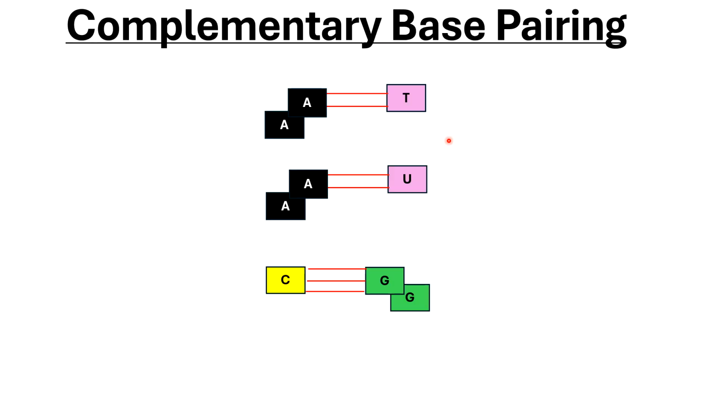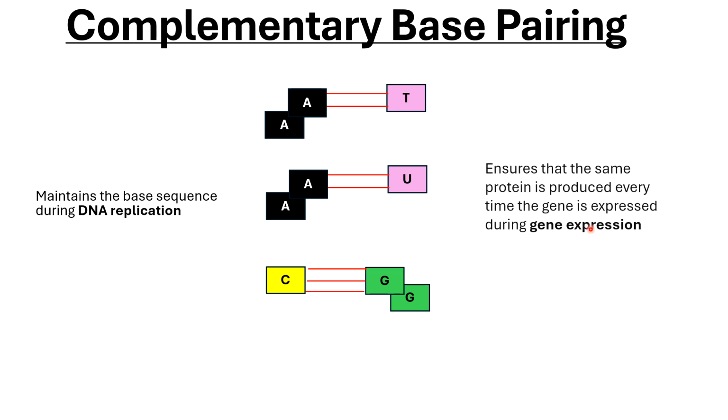So complementary base pairing is the following. There's adenosine with thymine in DNA, and adenosine with uracil in RNA, and cytosine, which always pairs up with guanine. So this ensures that the base sequence during DNA replication is always the same. So if you haven't looked at DNA replication yet, I suggest you do so. I have a video on the screen right now, and also a video on gene expression, because it ensures that the same protein is produced every time a gene is expressed or activated.